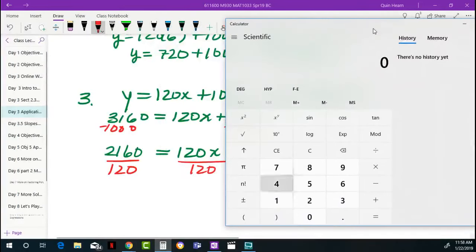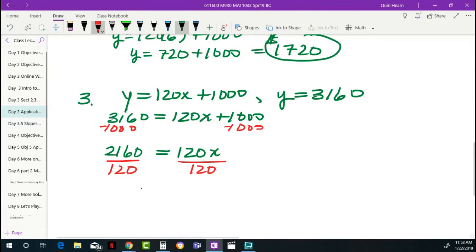So 2160 divided by 120 is 18. So x is equal to 18 months.